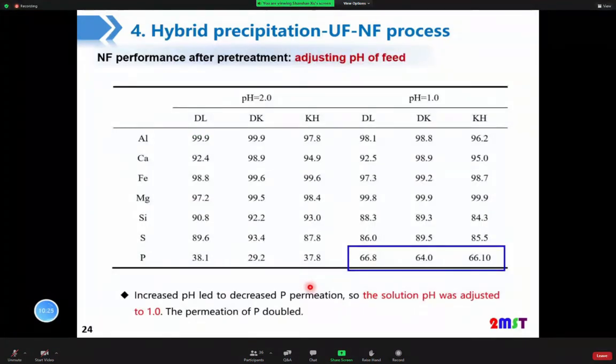However, the increased pH led to decreased phosphoric acid permeation. So the solution pH was adjusted to 1. The permeation of phosphoric acid doubled.